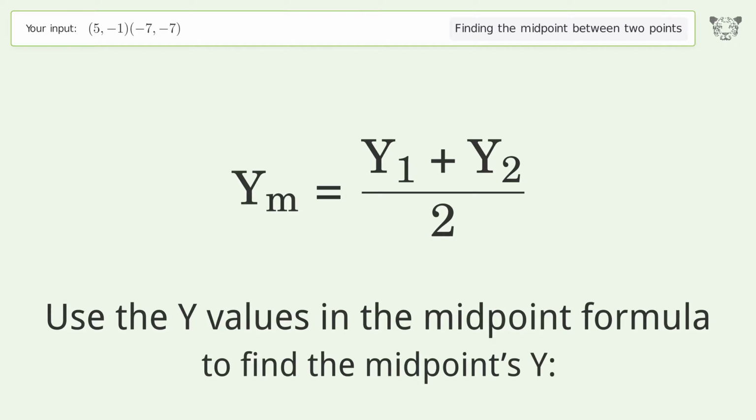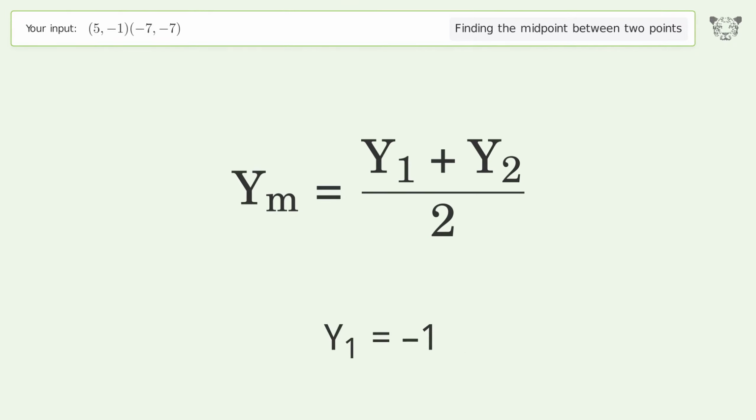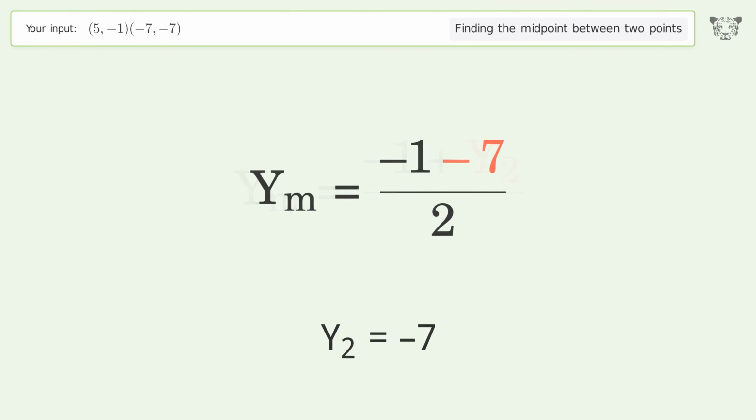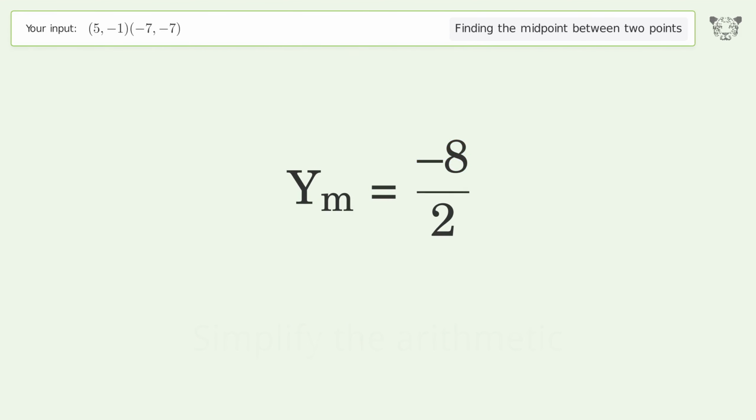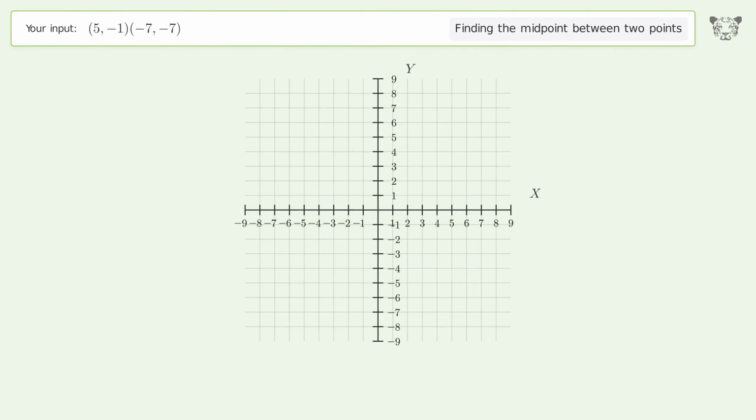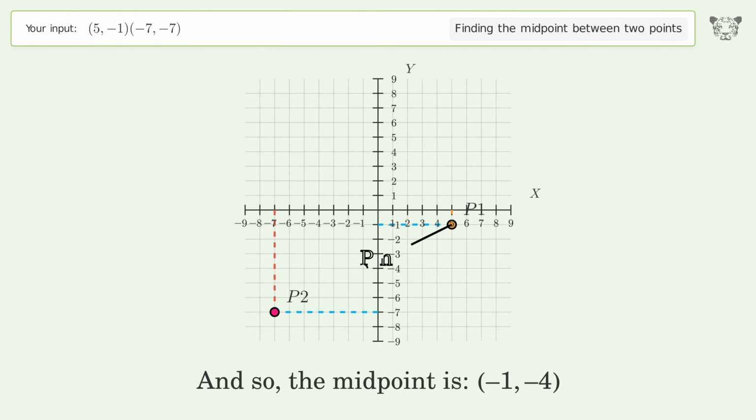Use the y values in the midpoint formula to find the midpoint's y. y1 equals -1. y2 equals -7. Simplify the arithmetic. And so, the midpoint is -1, -4.